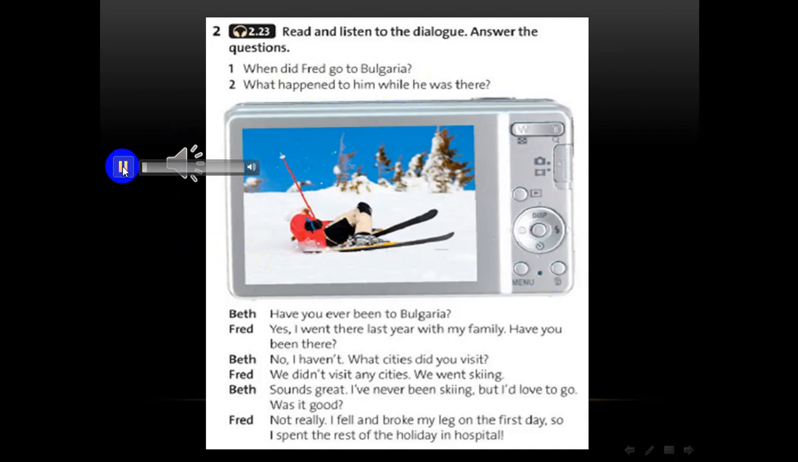Lesson 6D. Exercise 2. Have you ever been to Bulgaria? Yes, I went there last year with my family. Have you been there? No, I haven't. What cities did you visit? We didn't visit any cities. We went skiing. Sounds great. I've never been skiing, but I'd love to go. Was it good? Not really. I fell and broke my leg on the first day, so I spent the rest of the holiday in hospital.